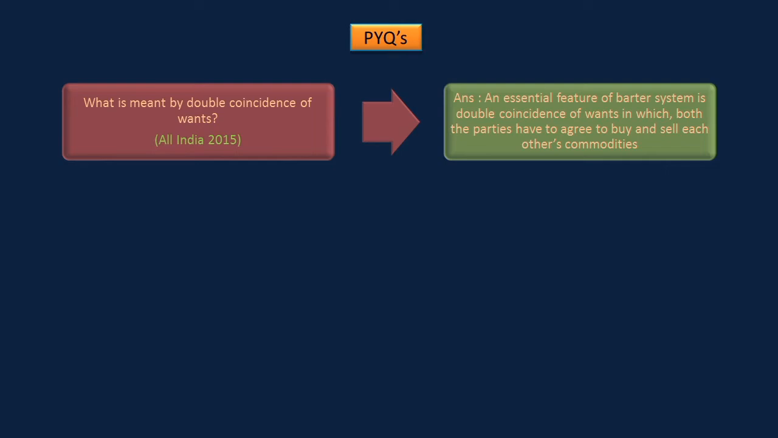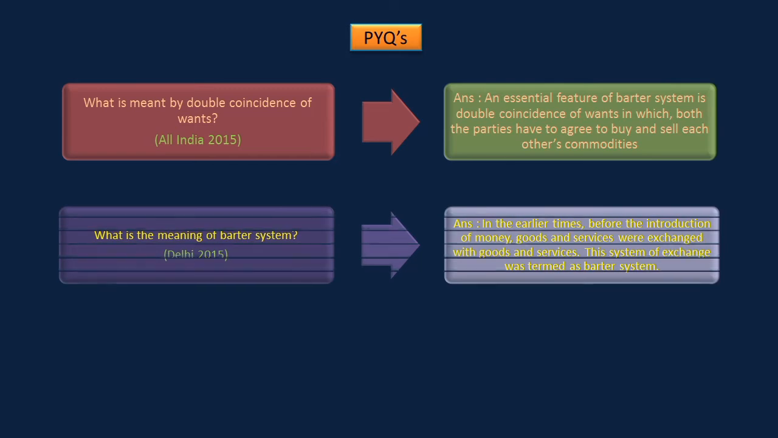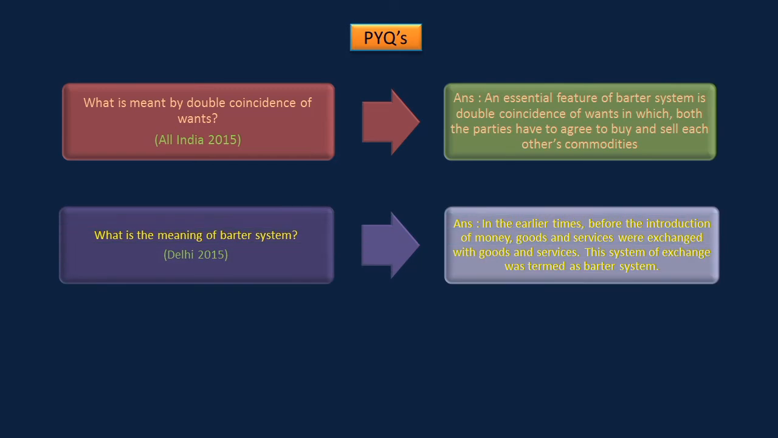So the first question is, what is meant by double coincidence of wants? It is an essential feature of the barter system: both parties have to agree on what to buy and what to sell for each of their commodities. And the second question is, what is the meaning of the barter system? In earlier times, before the introduction of money, goods and services were exchanged for goods and services. As we have understood, in the barter system we exchange goods for goods only.